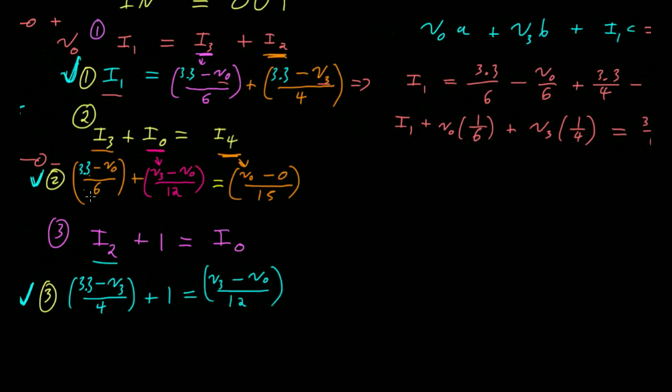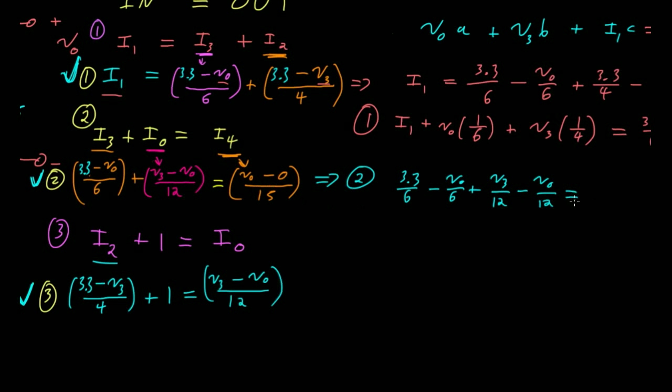Let's go ahead and do the same thing for this second equation. Go ahead, change colors. Let me also label this. This was equation 1. Now for equation 2, the first step is to break up all of these fractions. So I'm going to be left with 3.3 over 6 minus v0 over 6 plus v3 over 12 minus v0 over 12.